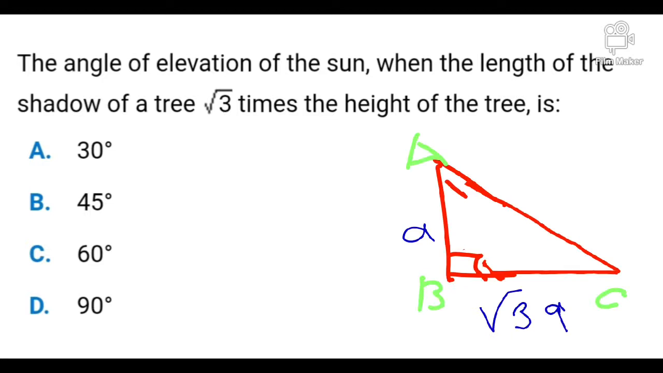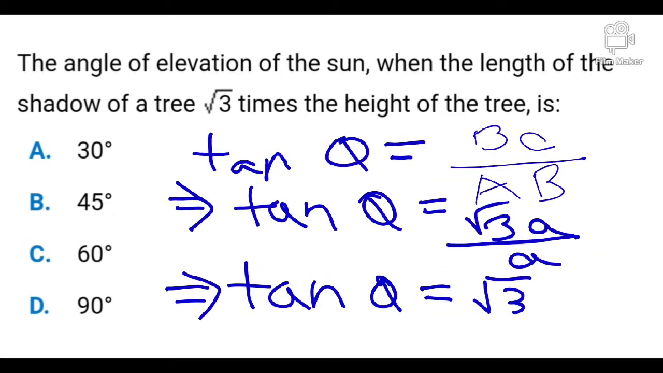So here we have drawn a figure to demonstrate this question. Here AB is the height of the tree and BC is the length of the shadow. We must find the angle BAC because it is the angle of elevation of the sun. So this question is very easy. Let us try to solve it. Here it is given that the length of the shadow is root 3 times the height of the tree.